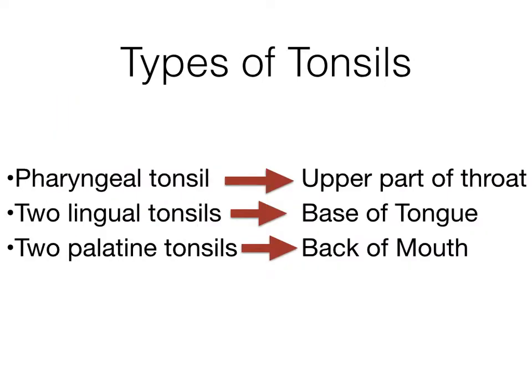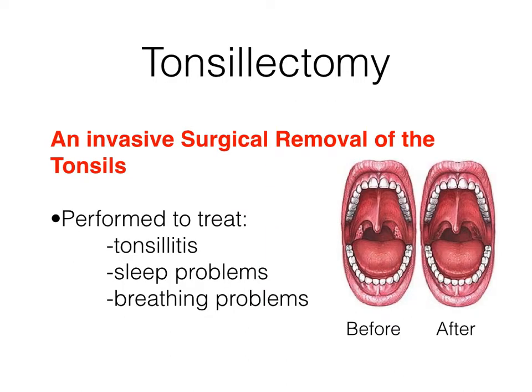So next is talking about the types of tonsils. The first is the pharyngeal tonsils, or more commonly known as the adenoid, and this is one tonsil that is located in the upper part of the throat and embedded within it. There are 2 lingual tonsils, which are located at the base of your tongue, and when you lift up your tongue, you can see them. And lastly, there are 2 palatine tonsils, which lie at the back of the mouth. These are the tonsils that are most familiar to us because in the majority of tonsillectomies, the palatines are the ones that are removed.